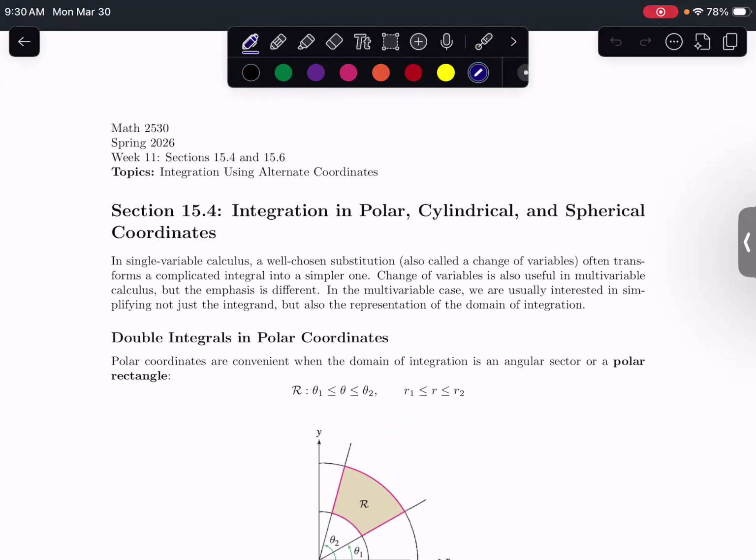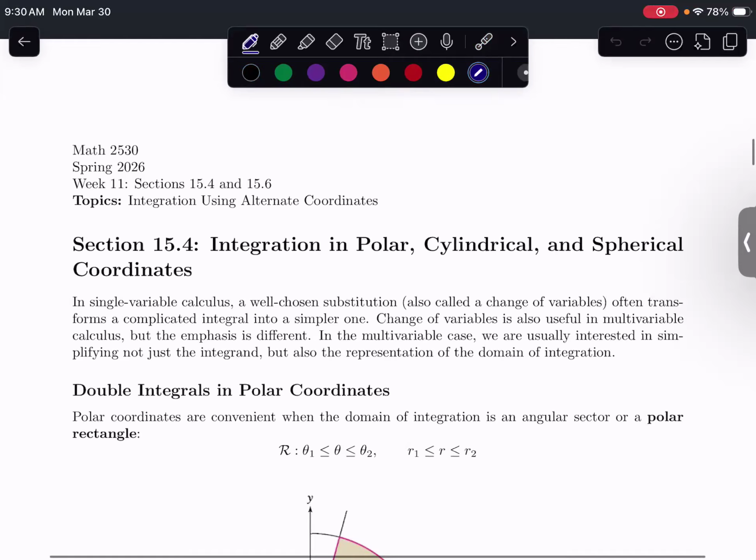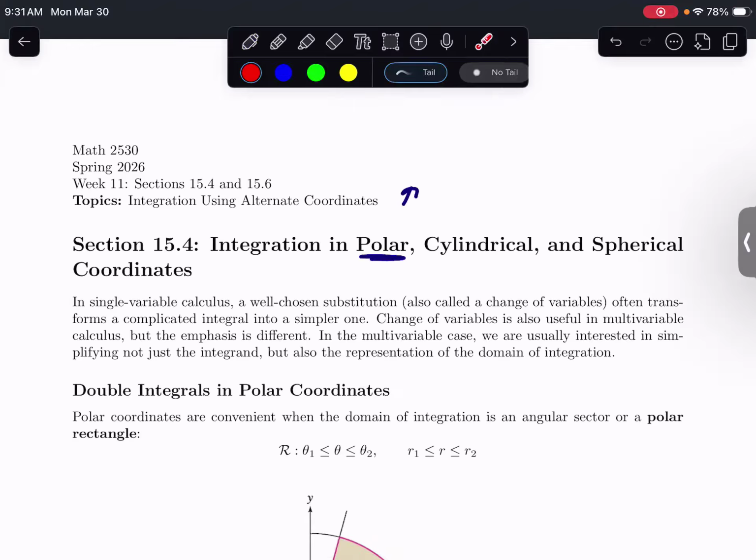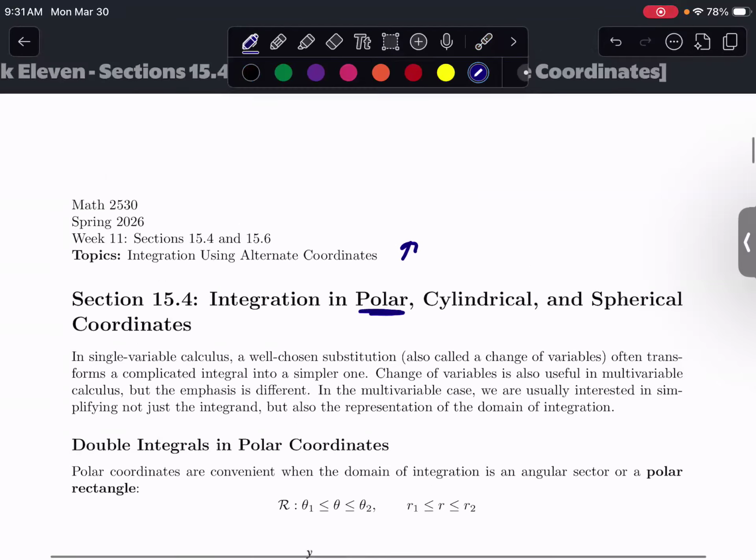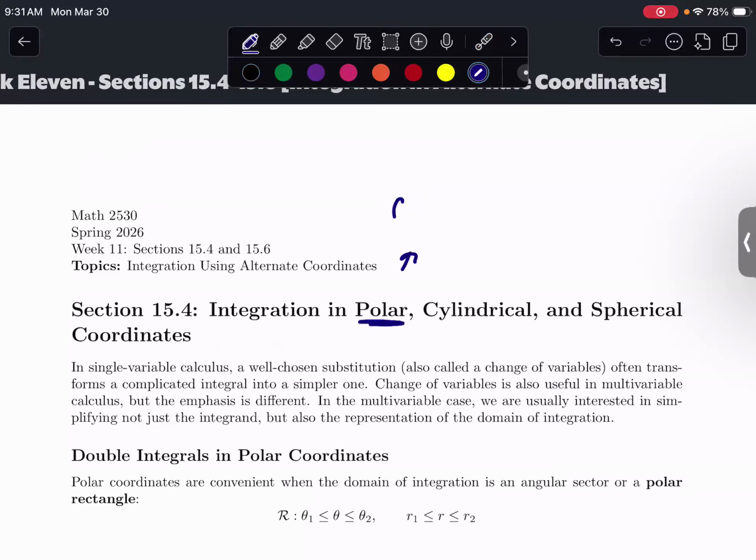So before going into this section, this is also something people get confused about. When you're thinking about polar coordinates, you're thinking in terms of circles. Circles are two-dimensional, or at least they exist on the 2D plane. So this should be a double integral.